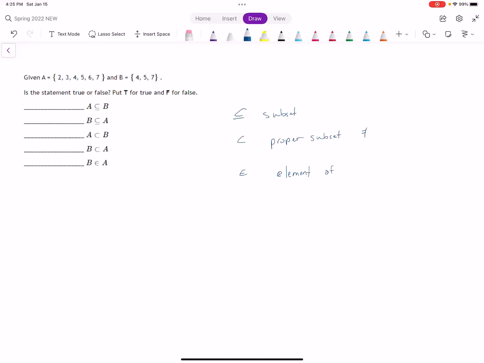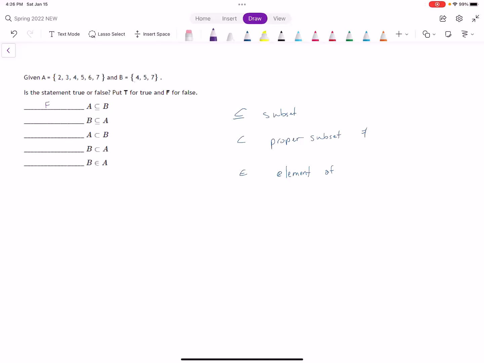All right, so let's go through these here. The first one, I have A is a subset of B. So I check to see if everything in A is contained in B. And if I find one of them isn't, I can stop right there. So this one here is going to be false, because right here the element 2 is in A, but it's not in B. So that's a false.